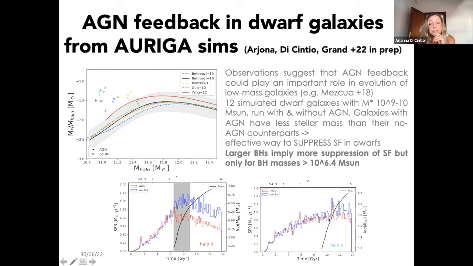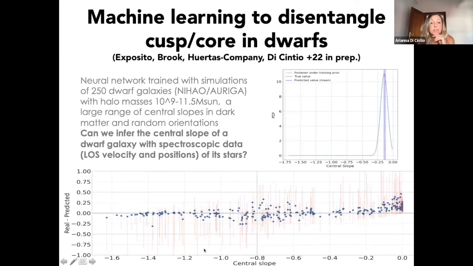And finally, in the very last minute of my talk, I'm going to, I guess, disclose some of the machine learning work we're doing with master student Julian Exposito. The question we want to answer is, can we infer the central dark matter slope of a dwarf galaxy just by having spectroscopic information about line-of-sight velocities and positions of its stars? As you know, Gaia provides very good data about these two quantities.